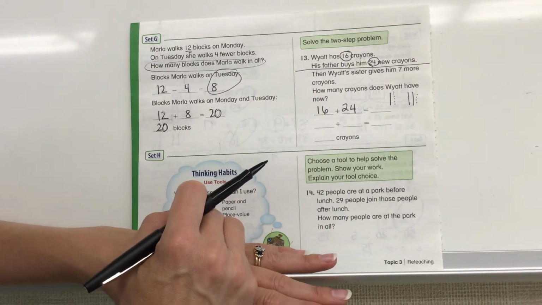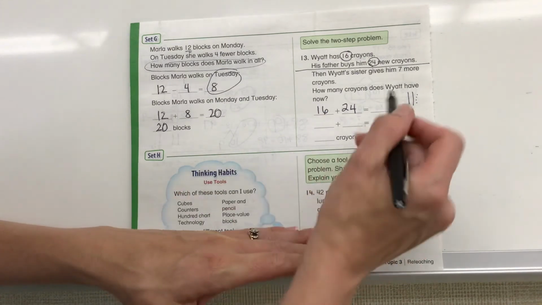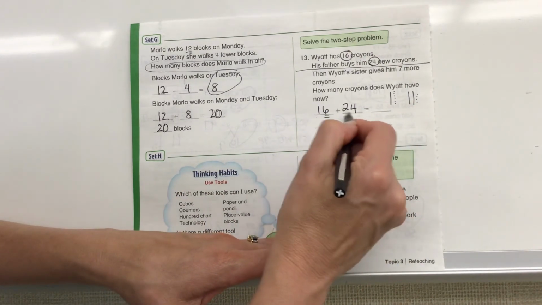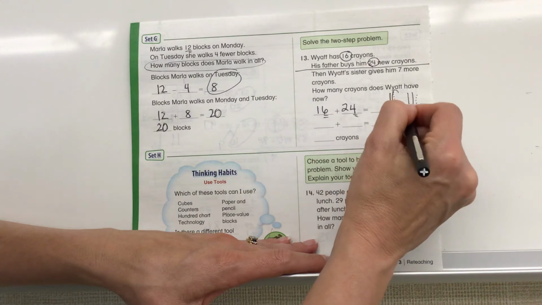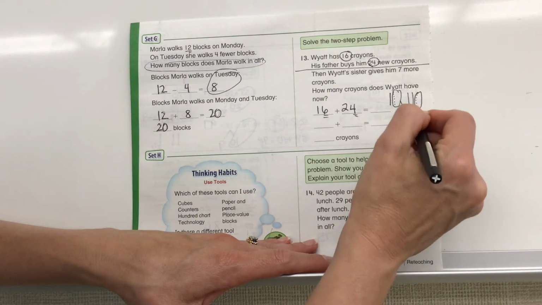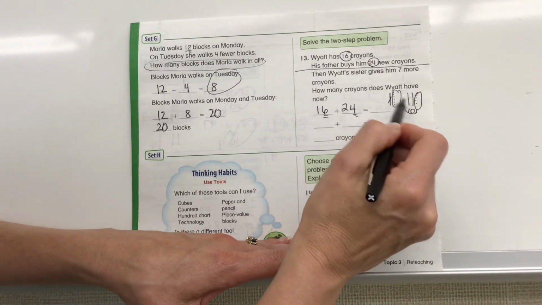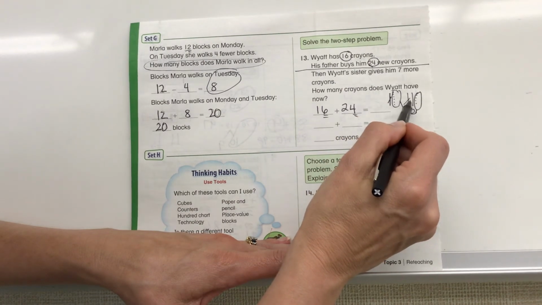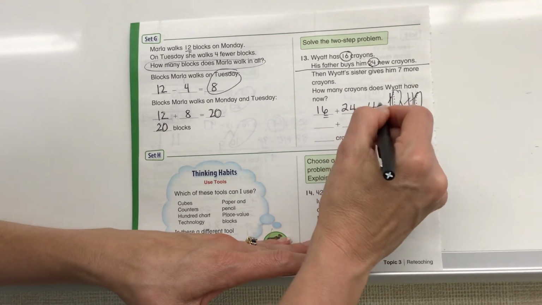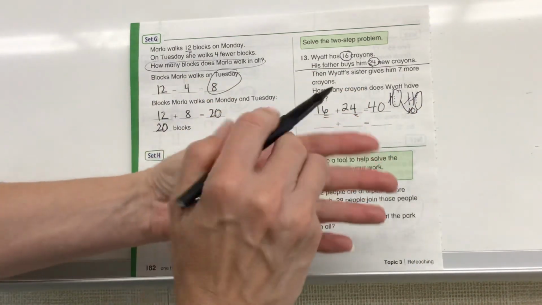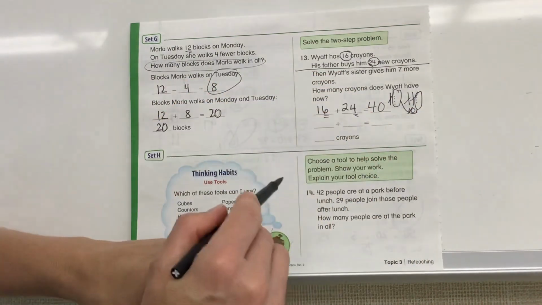Now I need to get as many ones bundled together to make a group of 10 if I can. So I already know I have 6 plus 4 is going to make 10. So 6 plus 4 makes a group of 10. Now let's count how many tens we have. 1, 2, 3, 4. I have 4 groups of 10. 10, 20, 30, 40 equals 40.